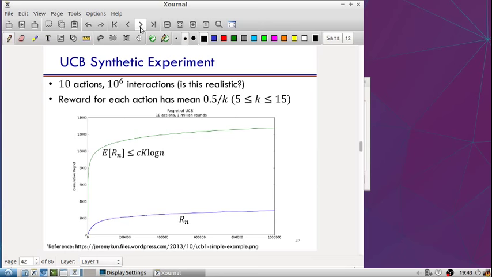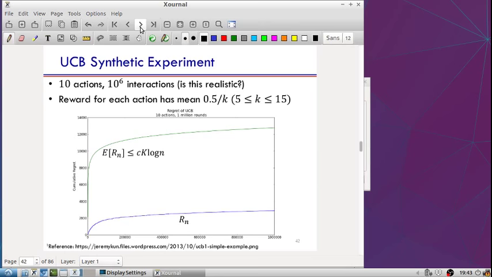But as long as it has a trend which is not linear with the number of rounds, it's a good enough strategy. Of course, the better the strategy, the lower this curve is going. And this green curve is just some theoretical analysis that people have done of how this expected cumulative regret scales as a function of the number of arms and the number of rounds. And this little c hides the information about the mean rewards of each of the arms. Okay.